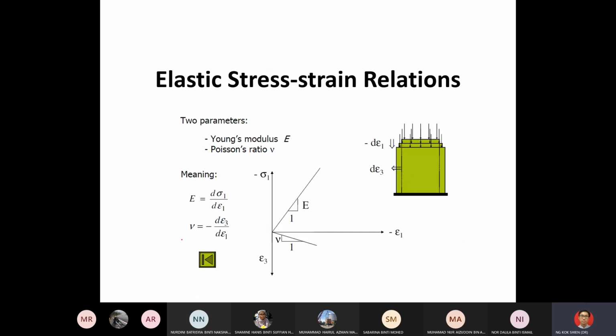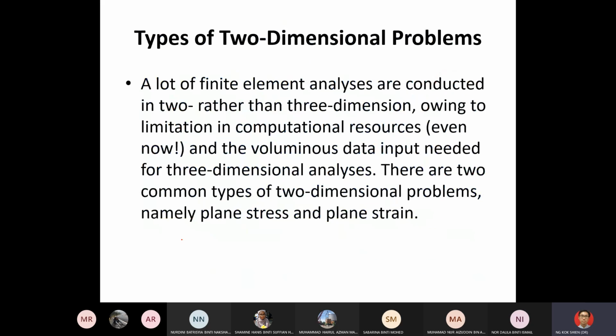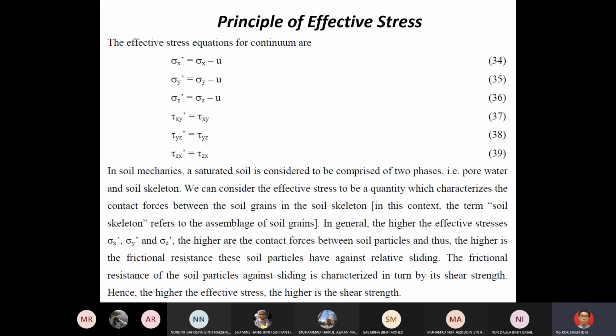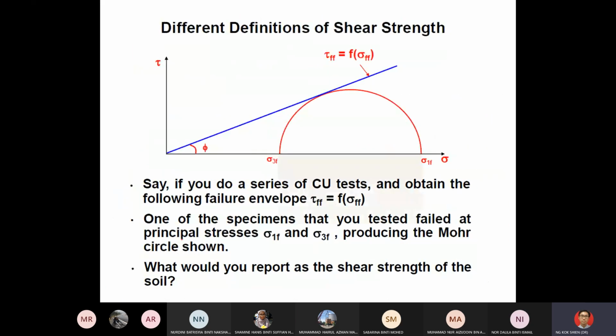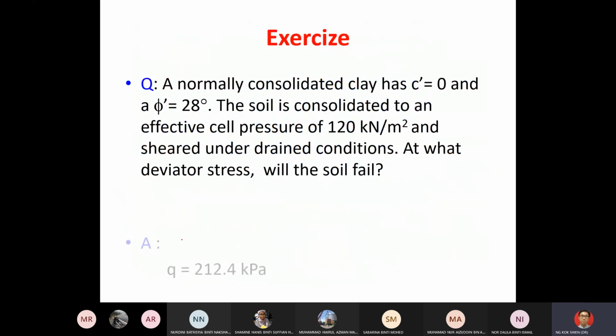So today we will talk about the elastic behavior using Hooke's law, and then we also talk about plane strain and plane stress. And then we will also talk about the shear strength, how to get the shear strength from the shear strength parameters like c prime and phi prime. And then we will also talk about the stress path.